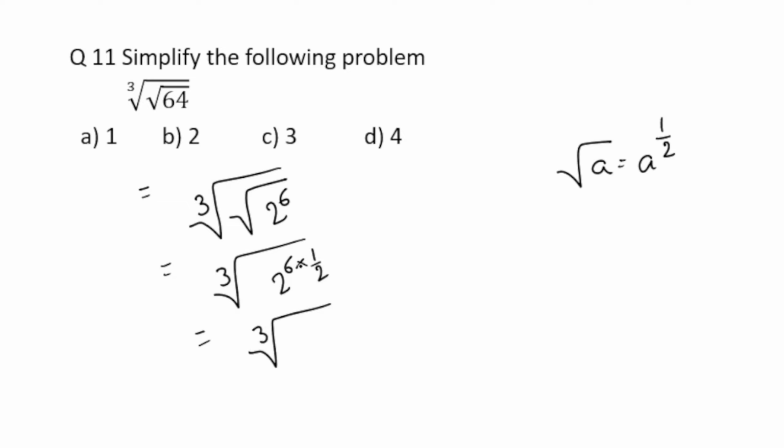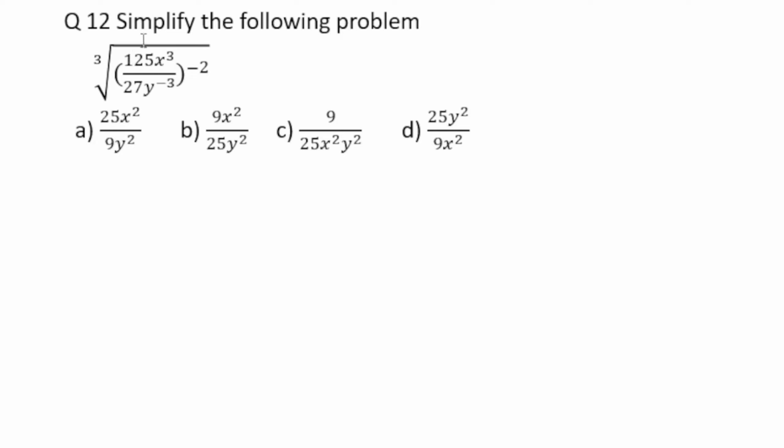Cube root. 6 divided by 2 is 3. 2 to the power 3. Similarly, this cube root is the 1/3 power. That means 2 to the power 3 multiplied by 1 over 3. The 3s cancel. 2 to the power 1 means 2. The answer is B, 2.